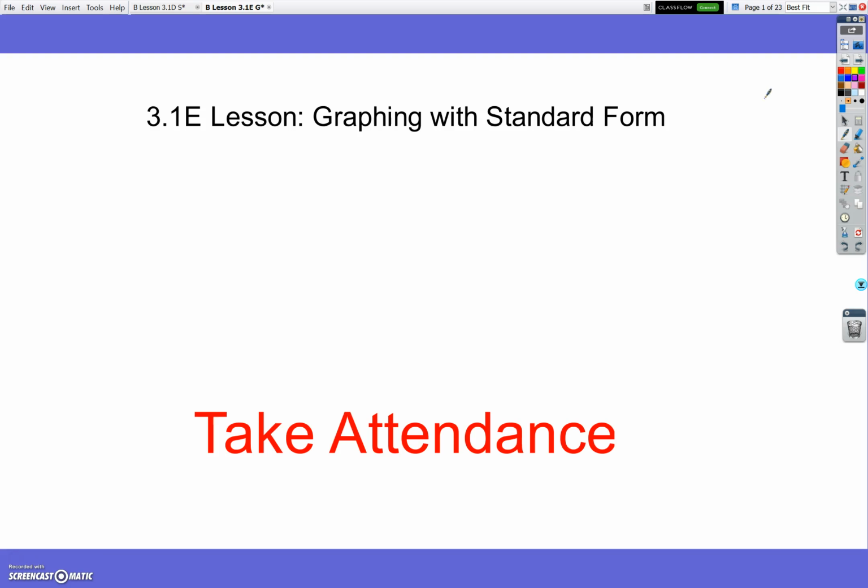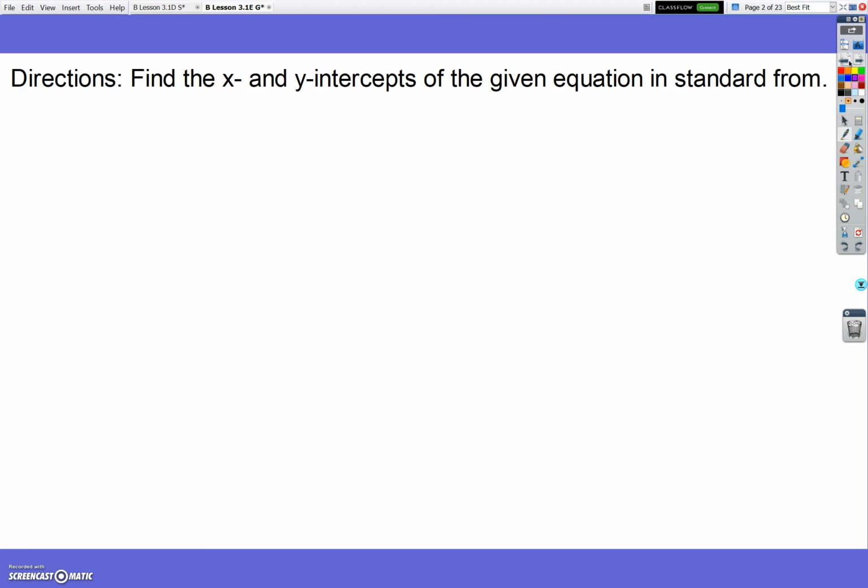Hey guys, today what we're going to be looking at is 3.1e, graphing with standard form. As a quick reminder, you just took notes that standard form is ax plus by equals c. Remember, the only reason why we use standard form is to find 2 points, and that is the x and the y intercept. So it says find the x and the y intercept of the given equation in standard form.